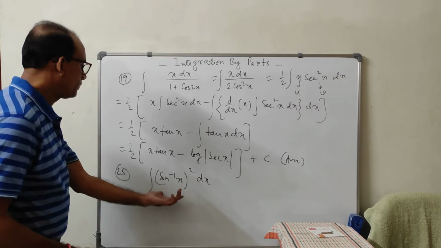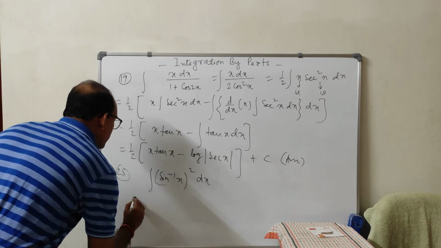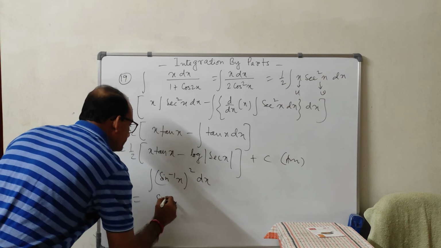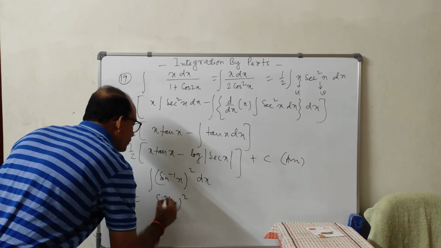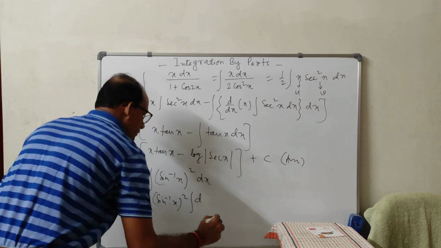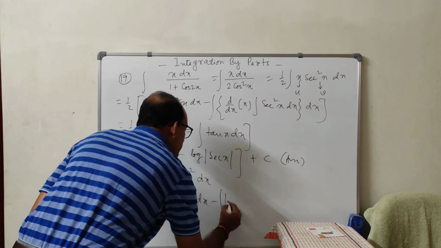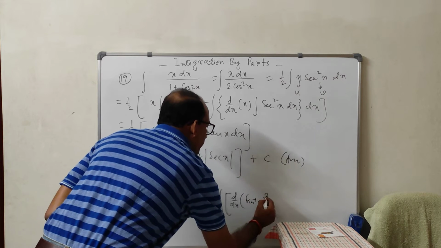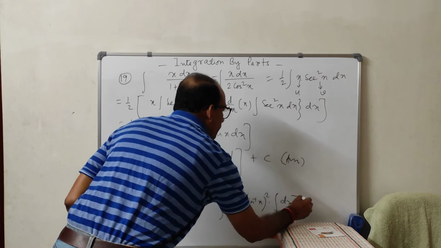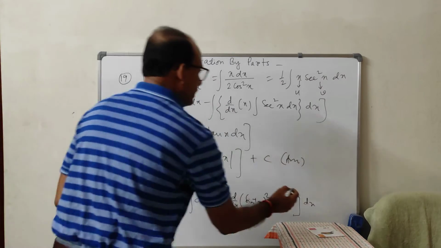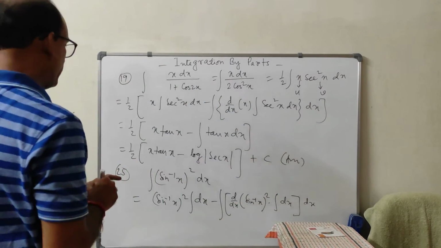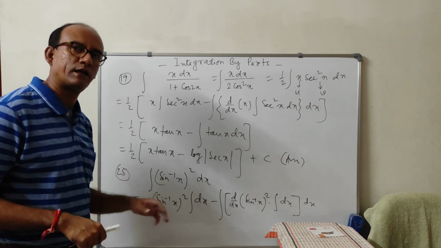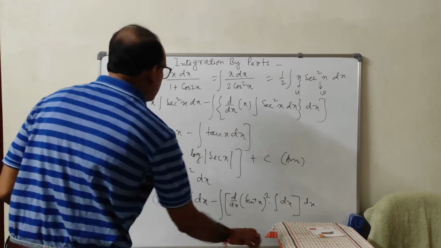So let's see, we have to take this as first function. So sin inverse x whole square integration dx minus integration of d/dx of sin inverse x whole square into integration dx, whole dx. Okay, so here I took sin inverse x whole square as first function and one as second function. Okay.